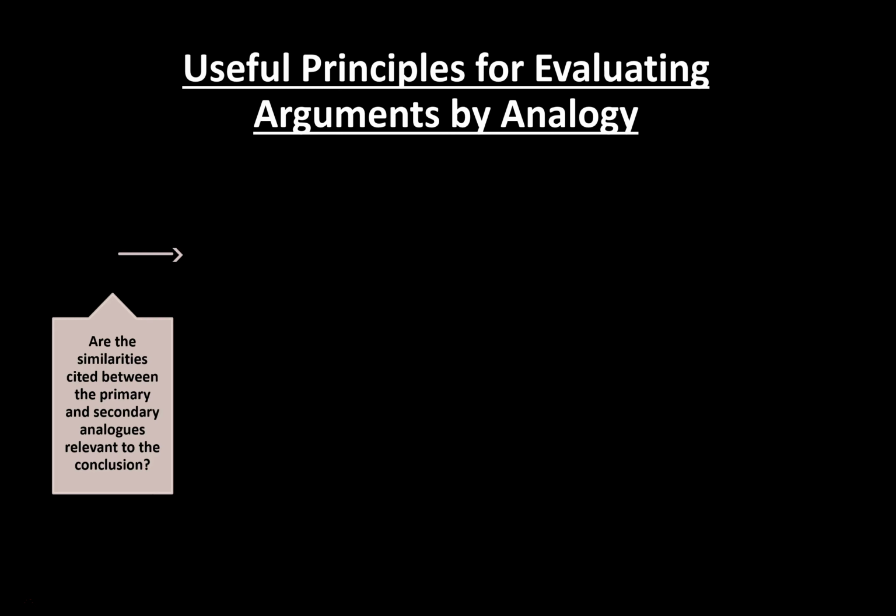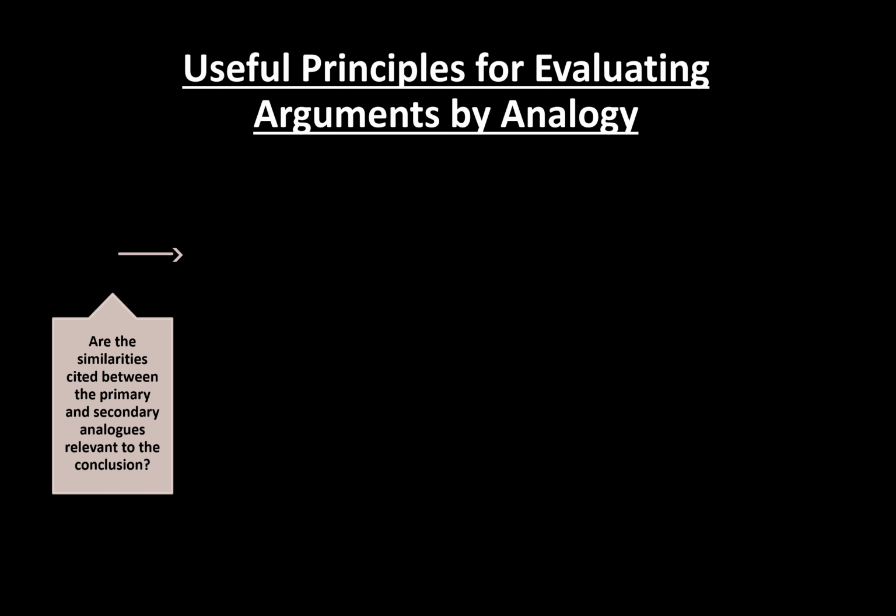Right? So first you want to ask yourself, are the similarities cited between the primary and secondary analogs relevant to the conclusion? You've got to focus on what you're trying to conclude here. What are our primary and secondary analogs? And do the things they have in common have any bearing on the conclusion? Like imagine if you were to say, Bob's new car is red, compact, has leather upholstery, and gets good gas mileage. Well, Mike's new car is red, compact, has leather upholstery, so it shares those things in common with Bob's car. So considering everything they have in common, Mike's car probably gets good gas mileage as well.